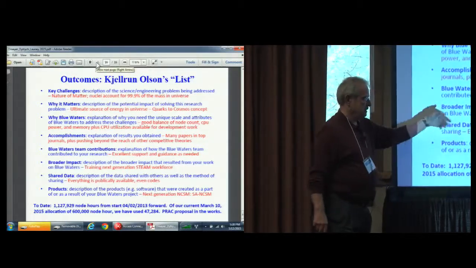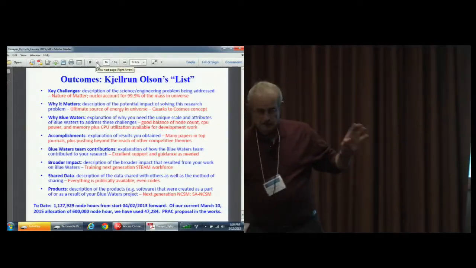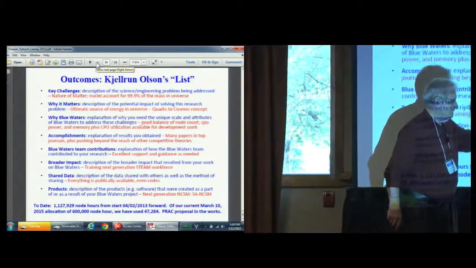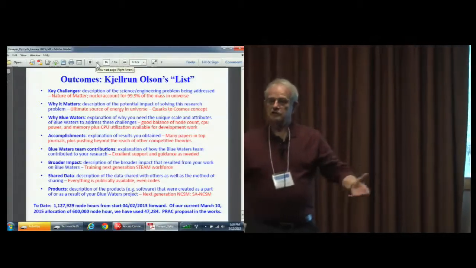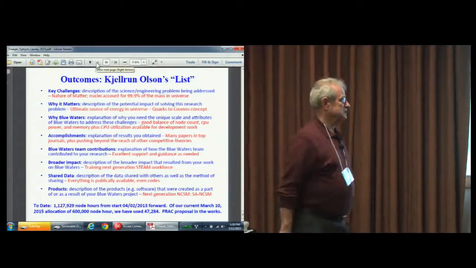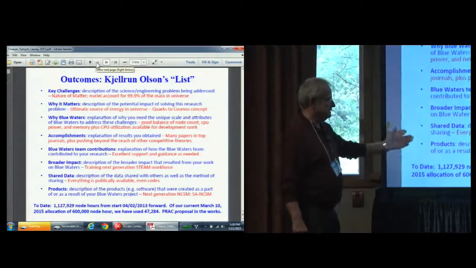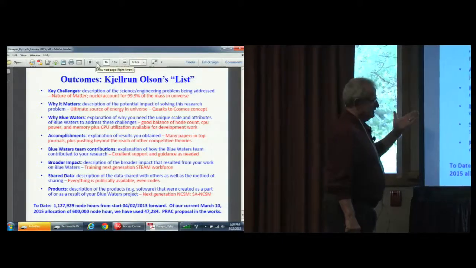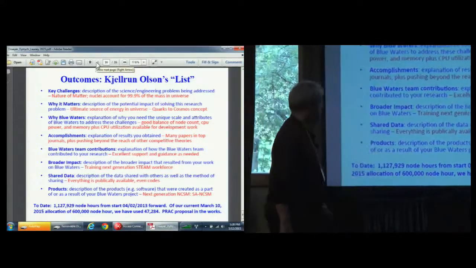Broader impacts: training of the next generation of STEM, as you usually hear, but this day and age it's STEAM: science, technology, engineering, arts, and math. The arts are getting into the game, and it's playing an important role for us. Everything is shared. It's publicly available, even the codes. And the product is the next generation no-core shell model, which we call the symmetry-adapted no-core shell model.